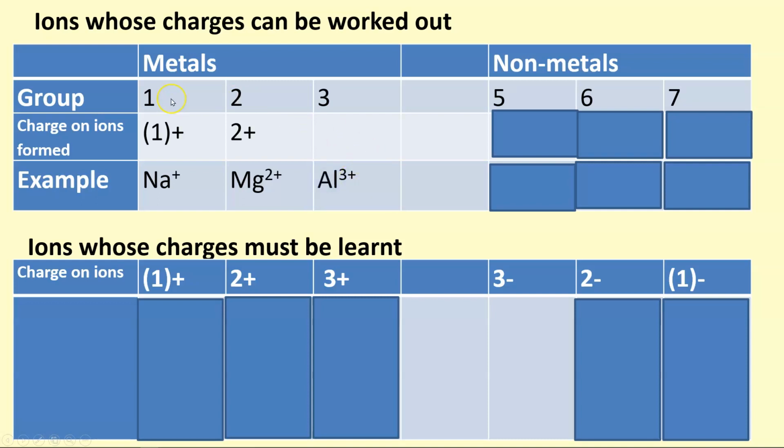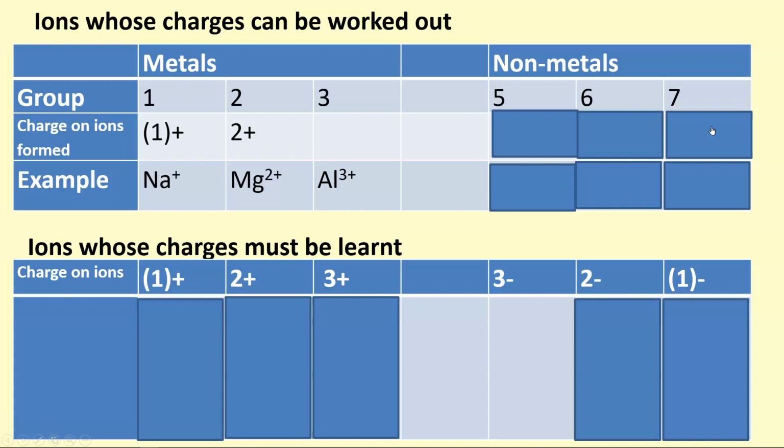This is because everything in group 1 has 1 electron in its outer shell, and so to obtain a full outer shell it will lose 1 electron. Group 2 has 2 electrons in its outer shell, so to obtain a full outer shell it will lose 2 electrons.